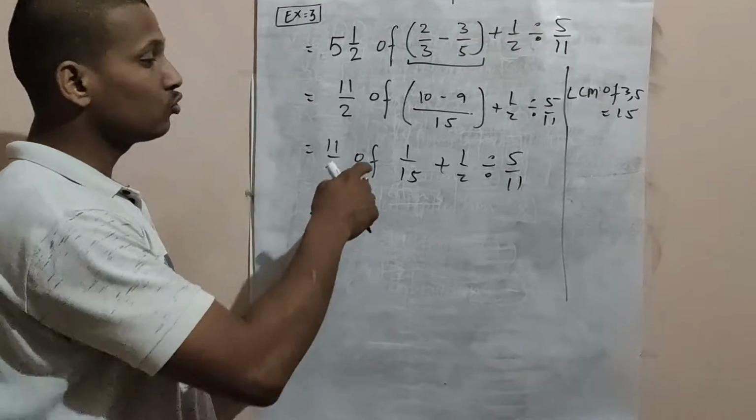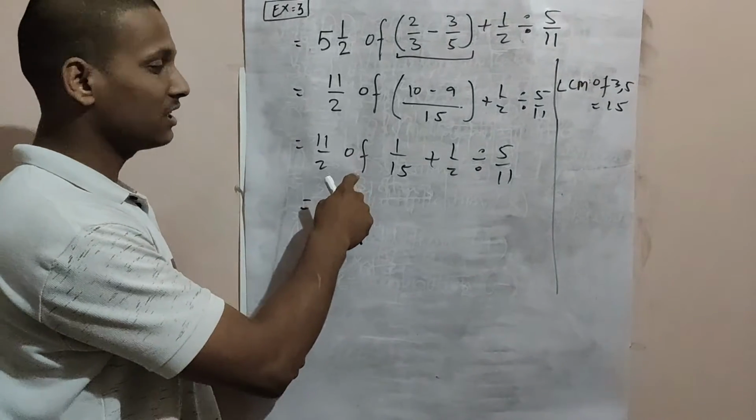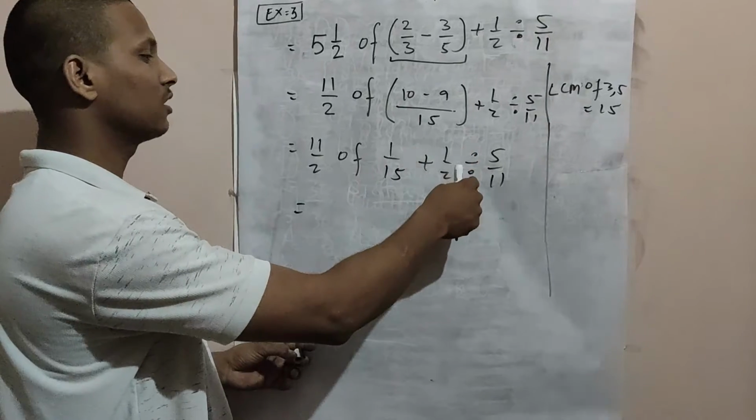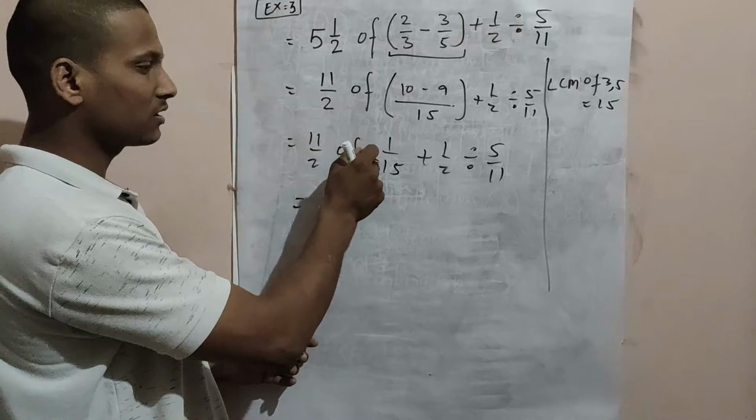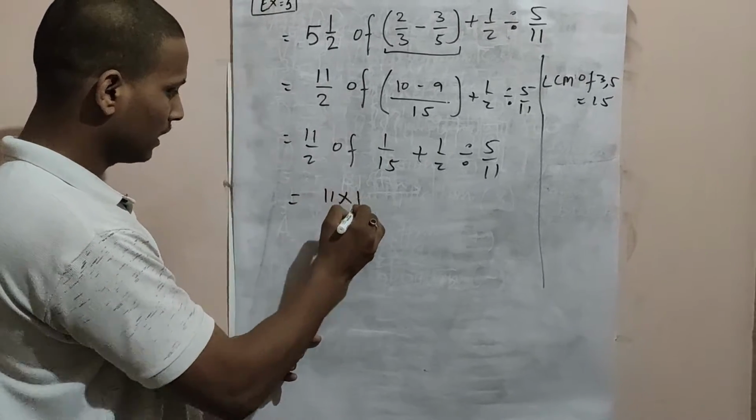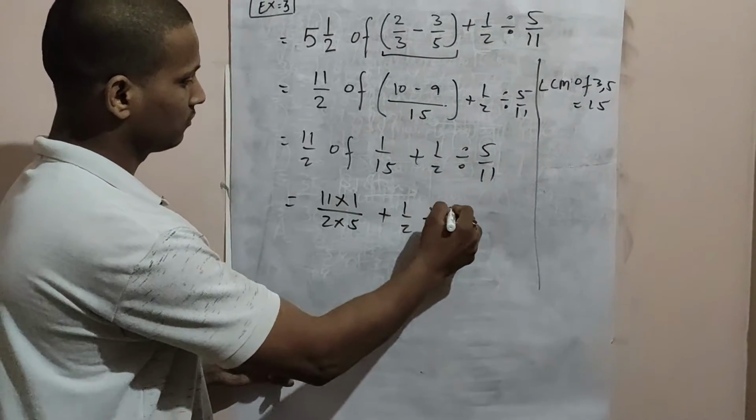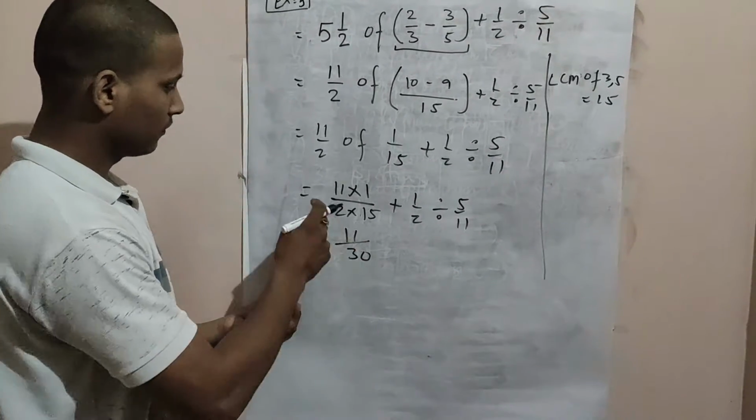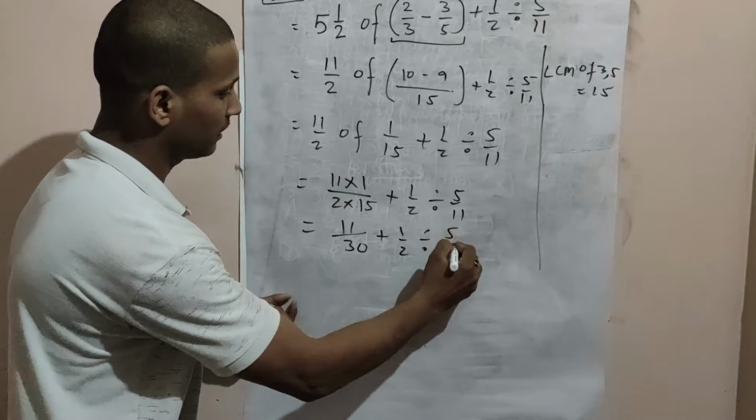Okay, so here we have to do like this. Don't ever try to change this sign with multiplication, because if you change the sign, you will get confused by division or multiplication, and you will always solve division first. So don't change the of sign. Just take the product of these two values which are given, 11 multiplied by 1, and 2 multiplied by 15, plus 1 by 2 divided by 5 by 11. 11 upon 30: 15 2s are 30, 11 1s are 11.